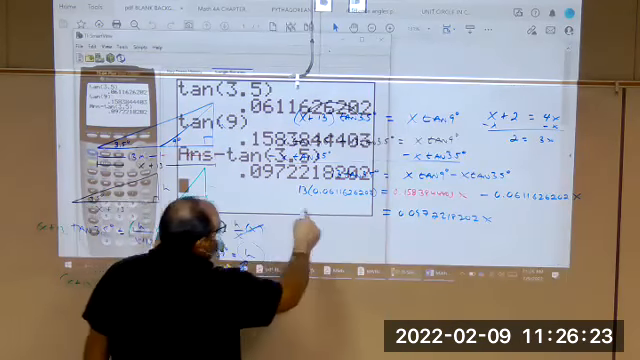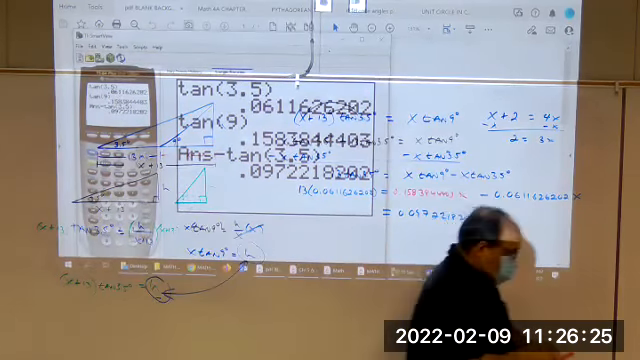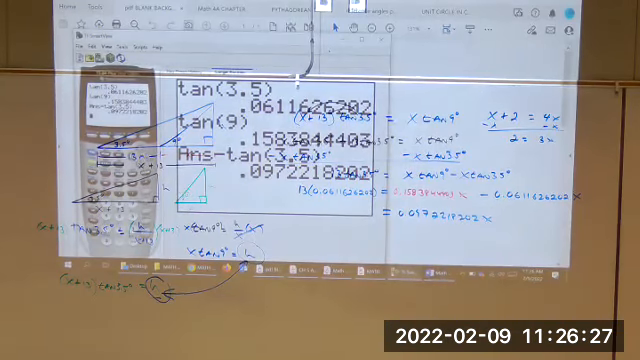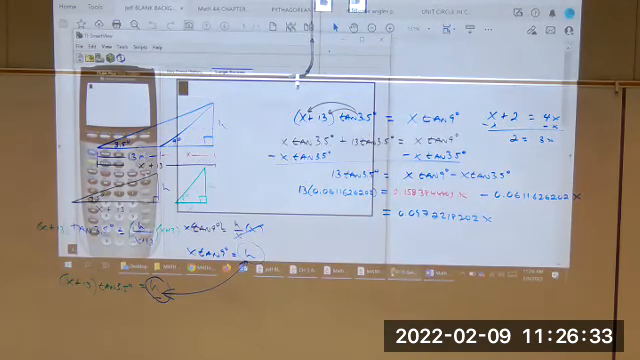And on the left-hand side, I'm going to do it clear so I can move this thing up. 13 times the tangent of 3.5.